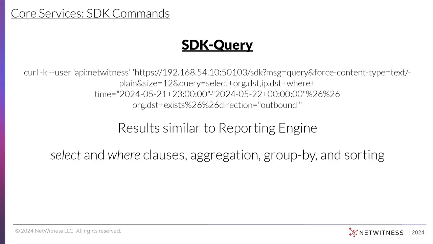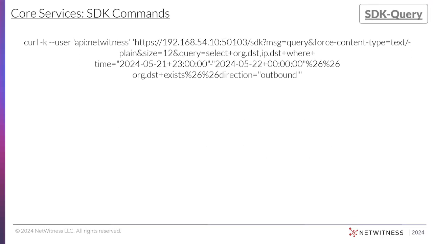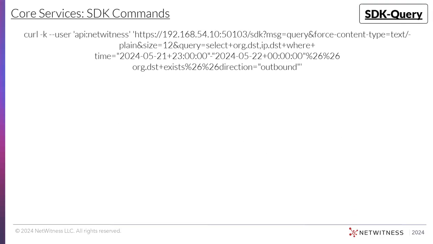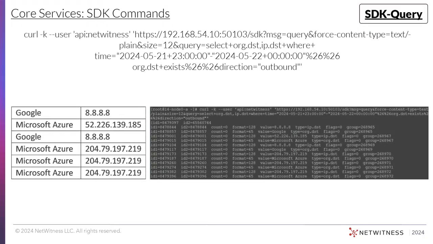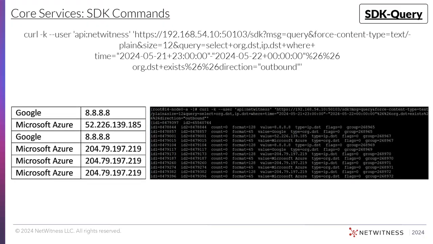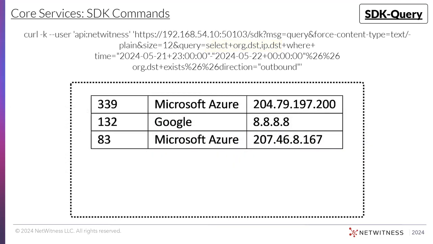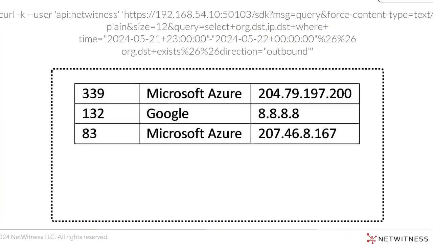Perhaps the most important concept to know when it comes to SDK query is the concept of aggregation. For example, imagine that you want to know how many connections are being made to IP addresses associated with certain destination organizations. A query with no aggregation would return results that look like this. Each line is a separate session, so in a real-world query, there would actually be hundreds of thousands of results here. Well, what if we only want to see the unique pairs?